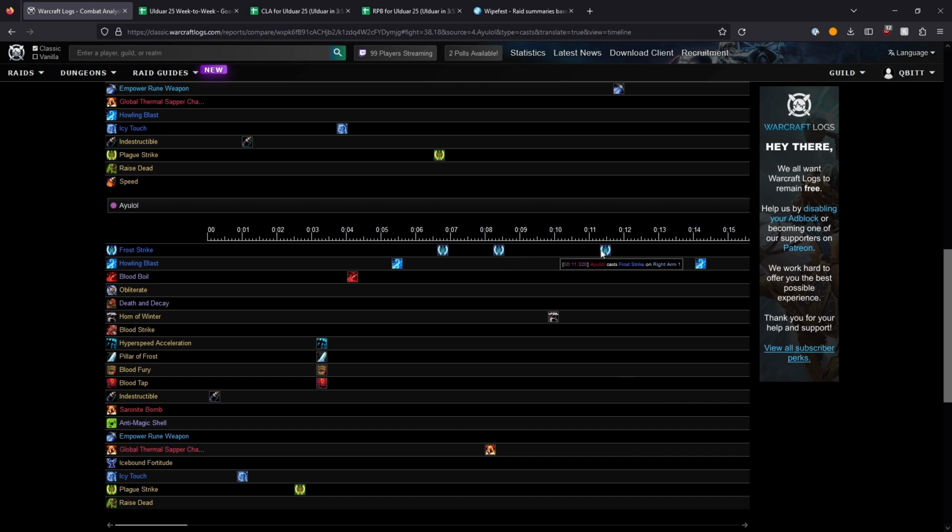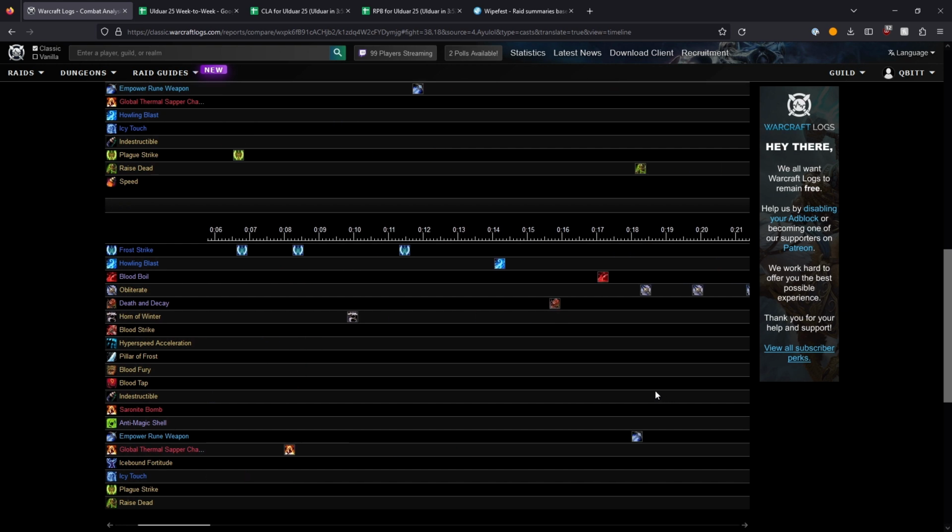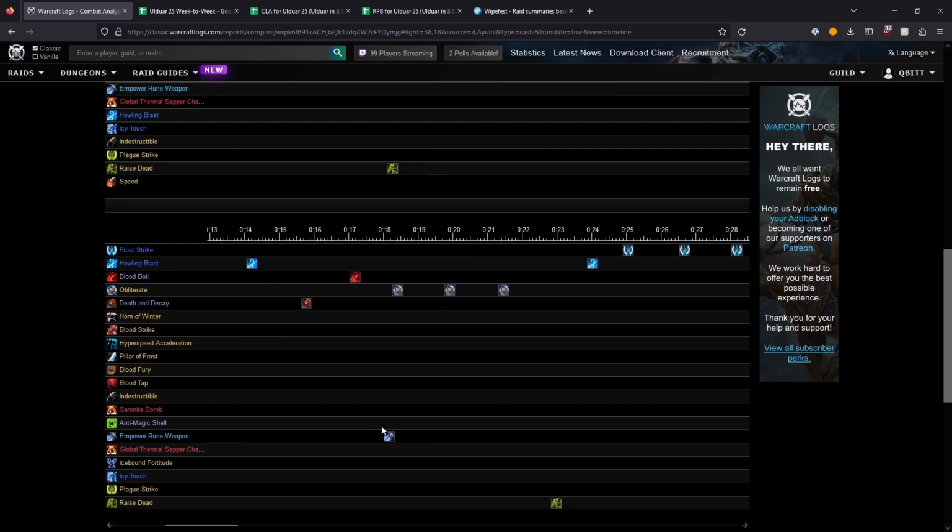Given the number of frost strikes he has, he's probably also building up his runic energy ahead of the fight, so he has a banked amount. That's not something I tend to do. And he goes in before he needs to use runic empower weapon. Now he is death and decaying 16 seconds in, where I was told to do it right at the pull. So that's kind of interesting.